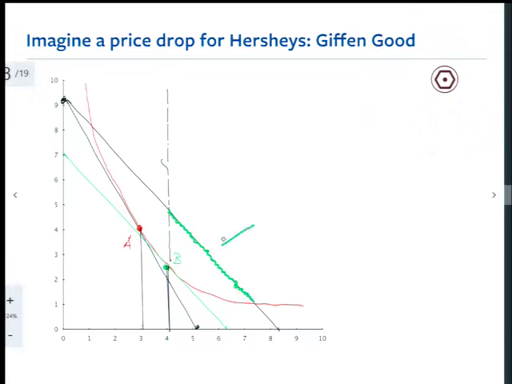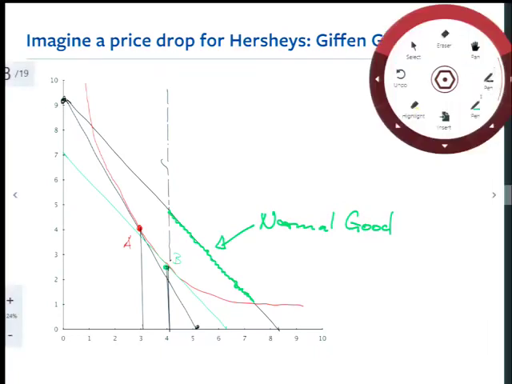Okay, so on this portion, if your final tangency ends up there, the good would be a normal good, because that means as income shifts out, you consume more Hershey's. Well, we know that to the left of this line right here, the good is inferior, right? Because that means as income goes up, you're consuming fewer Hershey's.